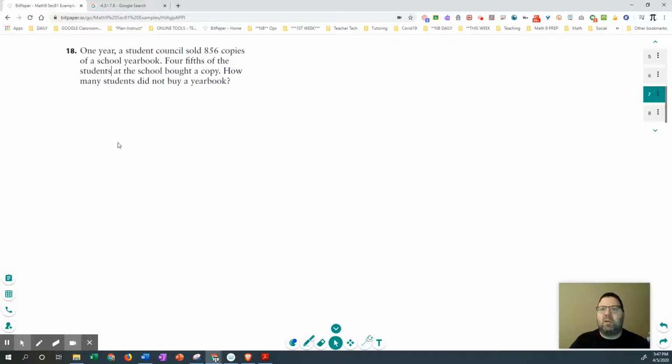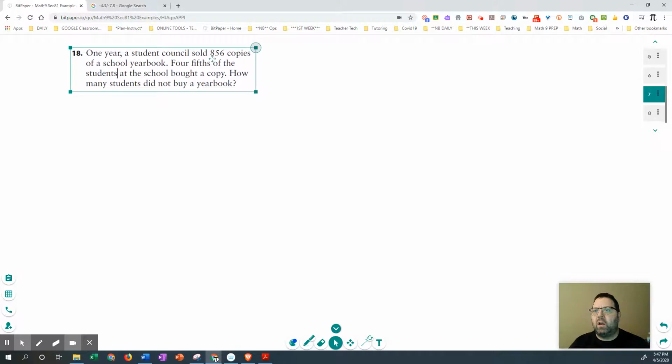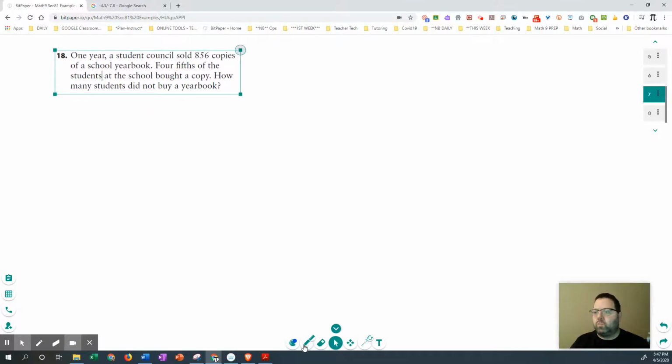It says, one year, a student council sold 856 copies of a school yearbook. 4/5 of the students bought a copy, 4/5 right there. Notice how I'm underlining key phrases here. How many students did not? That seems to be a big word or hint or clue.